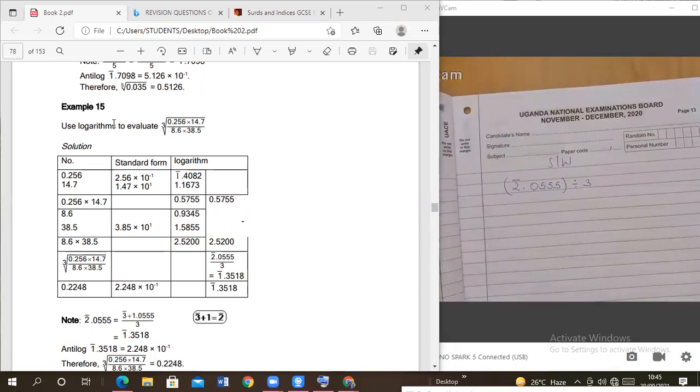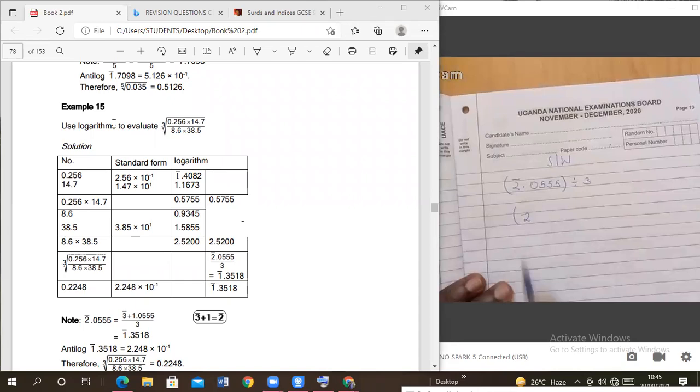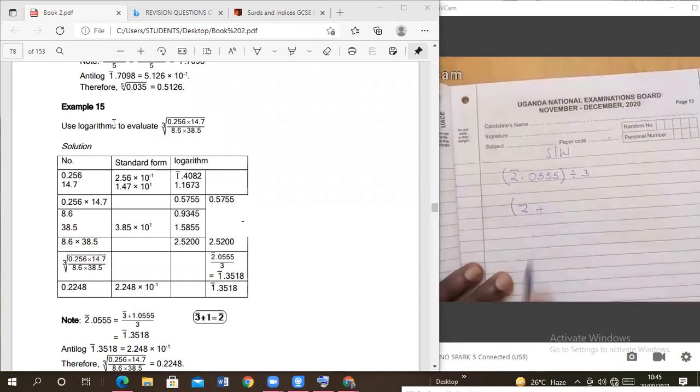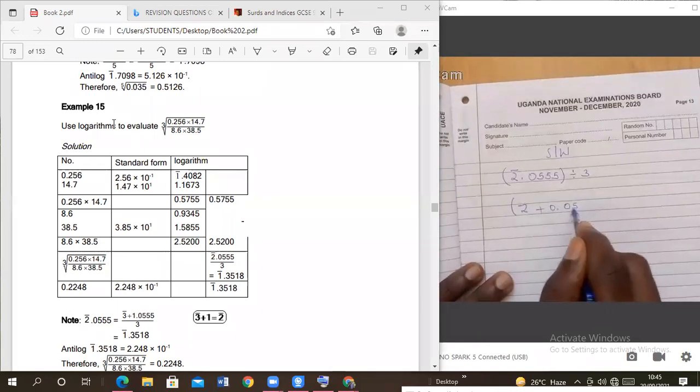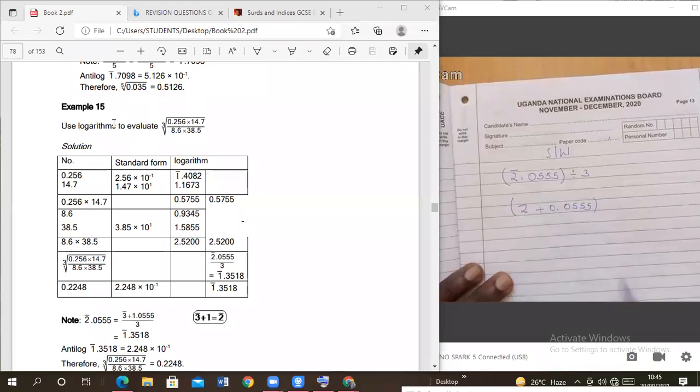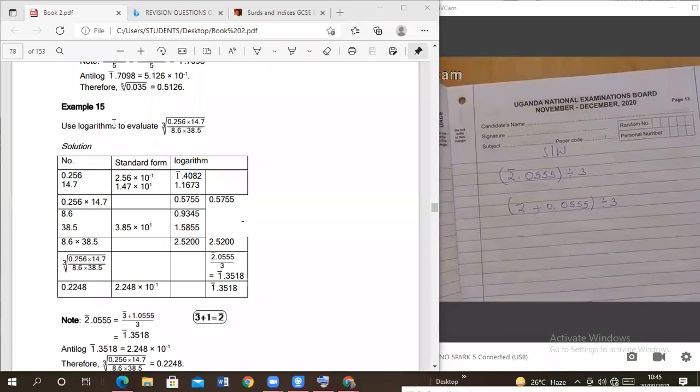I think that? Yes. So now this one is the same as having -2 plus, now I'm separating the characteristic from the mantissa, 0.0555, divided by 3.